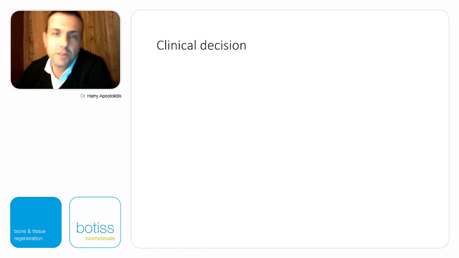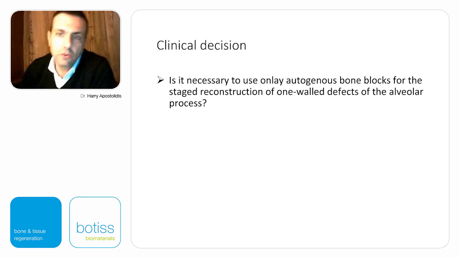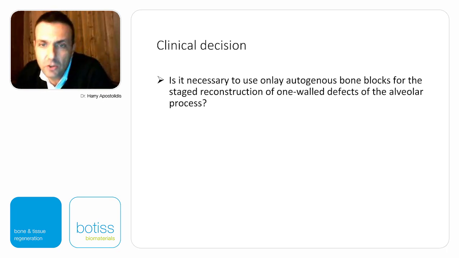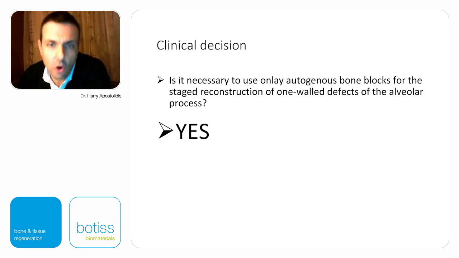So our clinical decision: is it necessary to use only autogenous bone blocks for the staged reconstruction of a one-wall defect? I say one-wall defect because it's the most difficult defect to reconstruct. So is it necessary to use only blocks for these defects? And the answer, of course, is yes, if we want to be successful and long-term successful and with fewer complications.